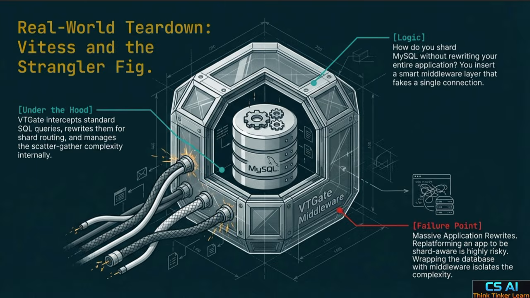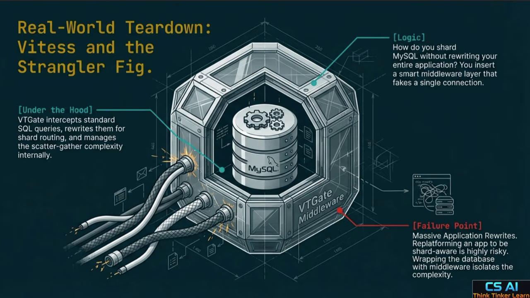Let's examine Vitess and the Strangler fig. The logic is, how do you shard MySQL without rewriting the entire application? The solution is to insert a smart middleware layer that fakes a single connection. This VTGate middleware sits between your application and the sharded MySQL instances. VTGate intercepts standard SQL queries, rewrites them for shard routing, and manages the scatter-gather complexity internally.